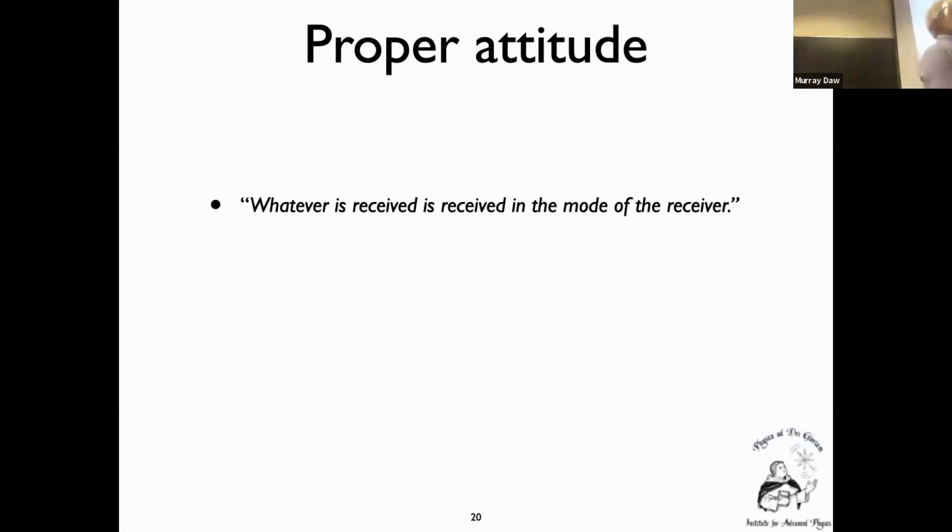So whatever is received is received in the mode of the receiver. I'm the sender and you're the receiver. Whatever is going to be received by you is going to be proper to your own mode of understanding, which means, of course, that you have to think about how you're open to learning.